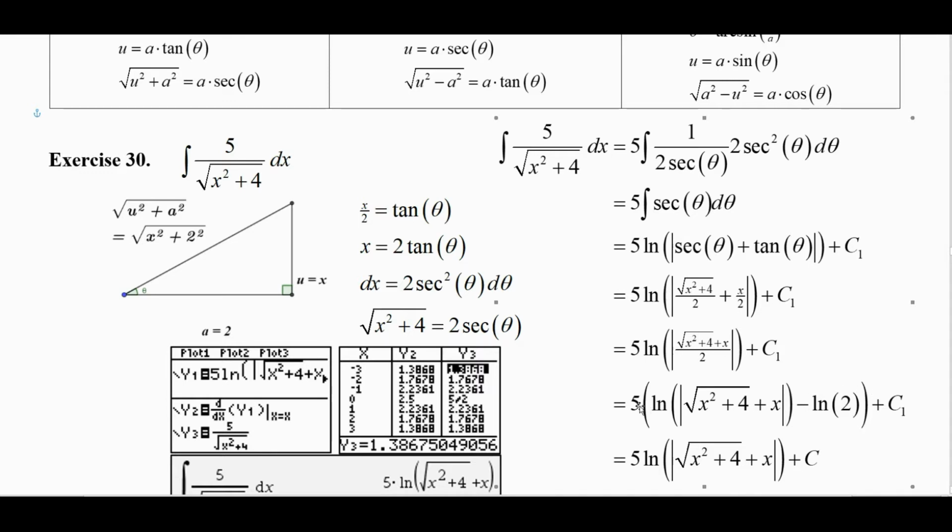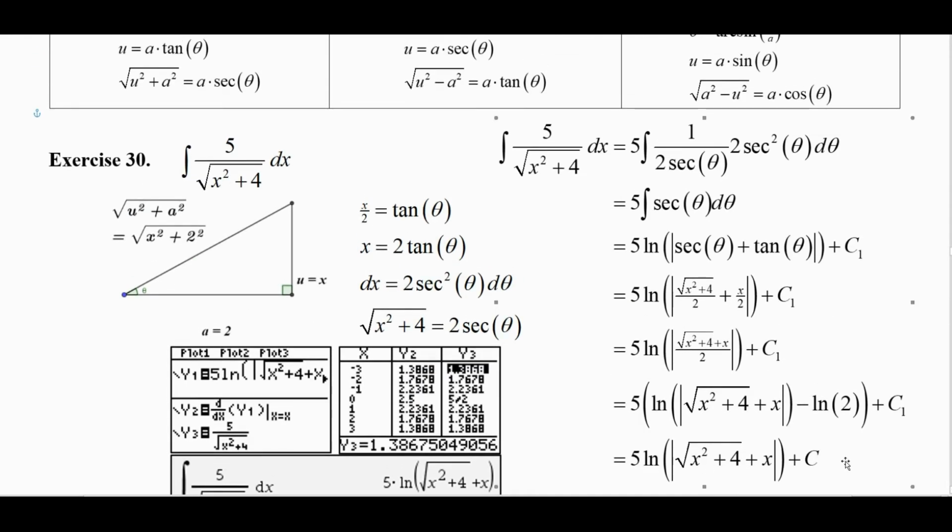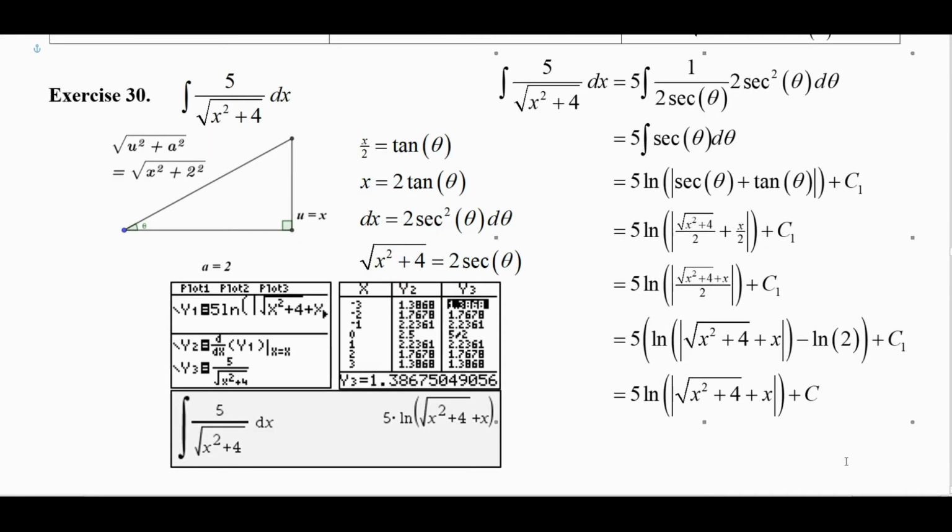But now, if we distribute the 5, we get 5 times this first logarithm. 5 times negative log 2 is a constant. We add that to an arbitrary constant, we get another arbitrary constant, so I'm going to call that just c. And so I'm going to leave that as my final reduced version. So that's what I got.